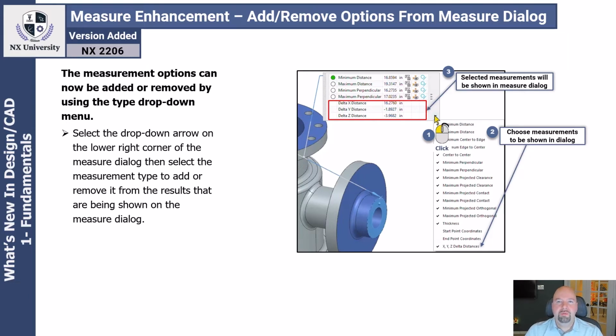We also have the capability to add or remove options from that measure dialog very quickly. Also introduced in NX 2206, the measurement options can now be added or removed by using our type drop-down menu over on the right bottom corner. Select on the down arrow, open up the sub-menu, and then go ahead and select on the category that you would want to show for that type of measurement inside that dialog box.